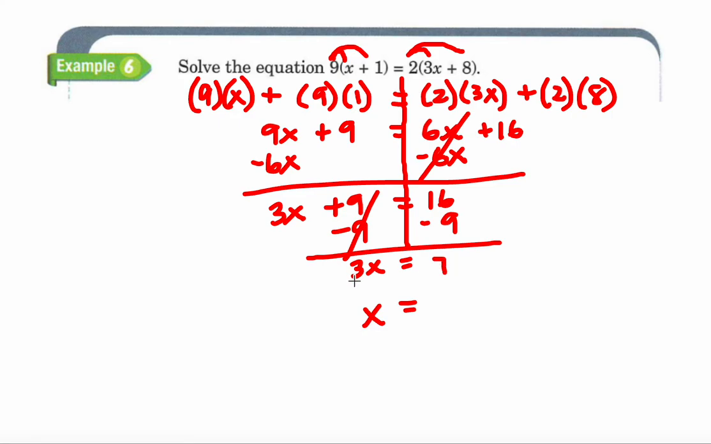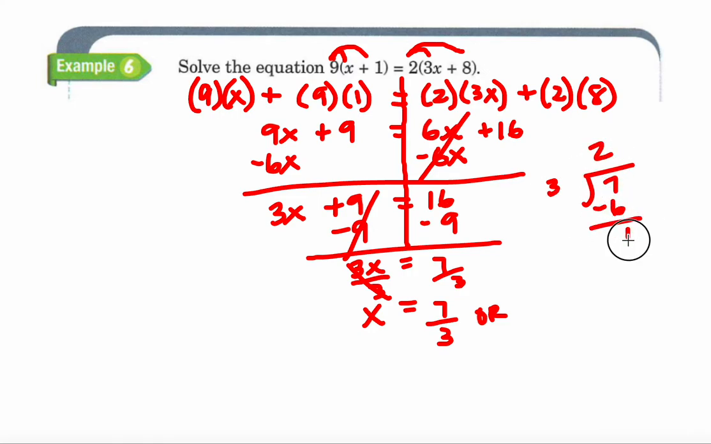So then I have 3 times x, which is multiplying by 3. So the opposite would be dividing by 3. So my answer is 7/3. Or if I want to change it into a mixed number, 3 goes into 7 2 times with a remainder of 1. So that becomes 2 and 1/3.